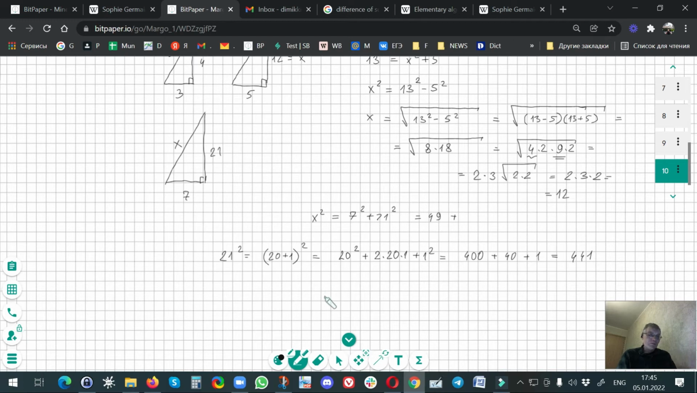And then we arrive at 441 plus 49. It's not a perfect square. That was my mistake. Yeah, that Pythagorean triple isn't one. I think it should be the hypotenuse.